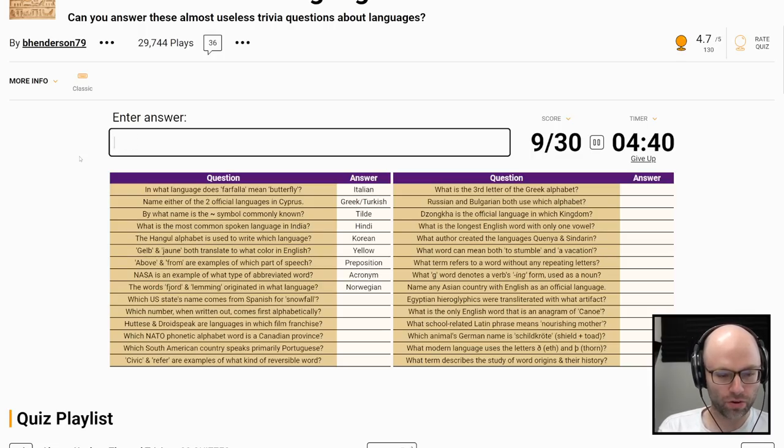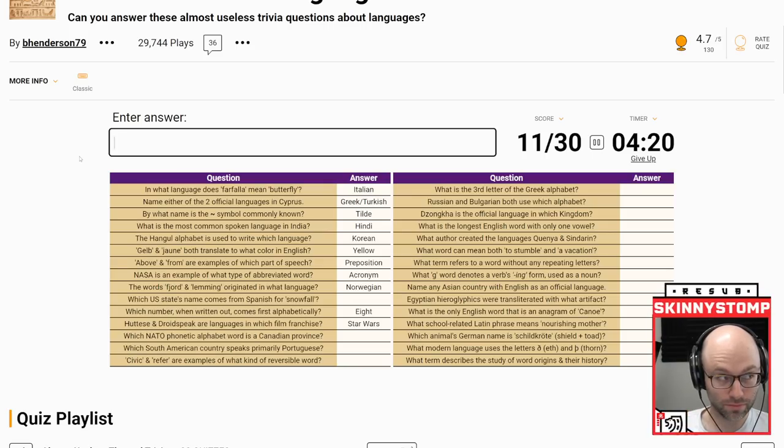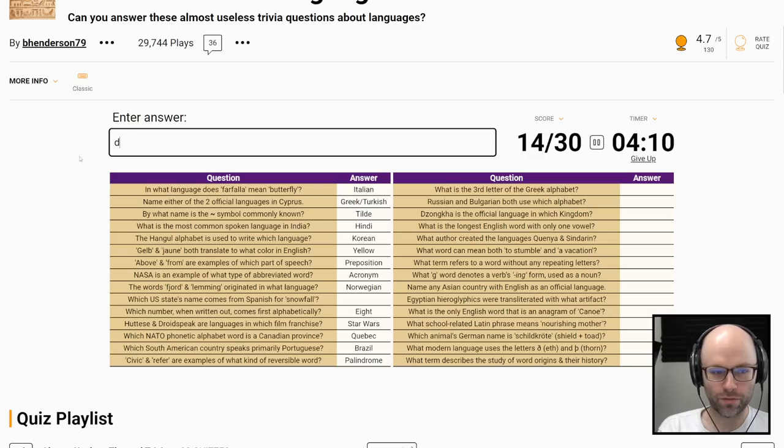What number, when written out, comes first alphabetically? Four? Five, sorry, five? Eight? There we go. Huttese and droid speak are from Star Wars. What NATO phonetic alphabet word is a Canadian province? Quebec? Makes sense. What South American country speaks Portuguese? Brazil. Civic and refer are examples of palindromes. The third letter of the Greek alphabet is delta. Alpha, beta, kappa. Alpha, beta, omega. Alpha, beta, epsilon. Alpha, beta, theta, delta. Alpha, beta.